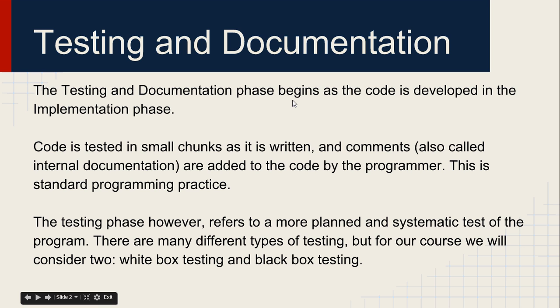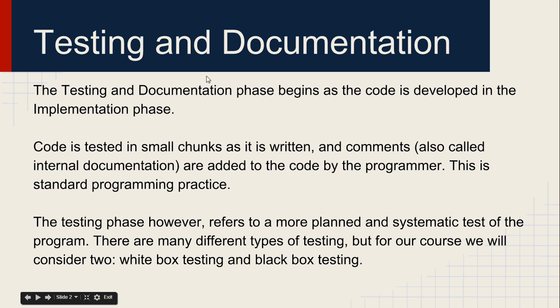The phases overlap, and that was one of the criticisms of the waterfall method of the systems development lifecycle: some of these things overlap and are done at the same time, and certainly testing and documentation is done at the same time as implementation or code writing. However, the testing phase refers to a more planned and systematic test of the program. There are many different types of testing, but for our course, we will consider just two: whitebox testing and blackbox testing, and I'll explain the difference between those two soon.